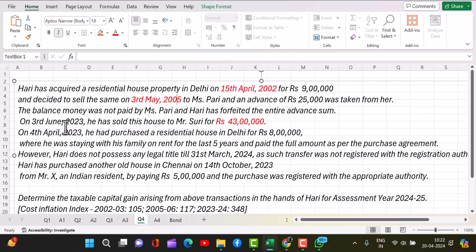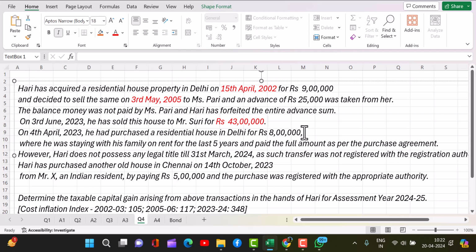On 3rd June 2023, he has sold his house to Mr. Suri for 43 lakhs. Okay. Now he has made a capital gain because his house was 9 lakh, okay, and he has sold it for 43 lakhs. So on 4th July, he has purchased, because this was sold on 3rd of June, after 1 month, a residential house in Delhi for rupees 8 lakhs.